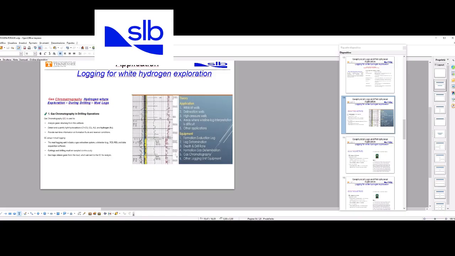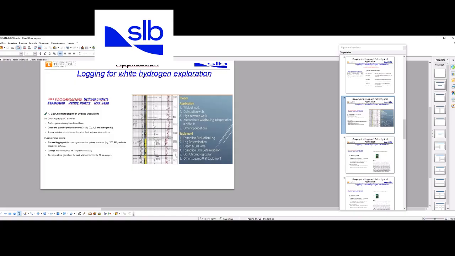Today we are talking about gas chromatography for hydrogen exploration. It is a technique used during drilling and mud logging in wells for hydrogen exploration.